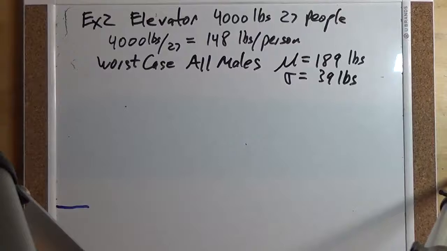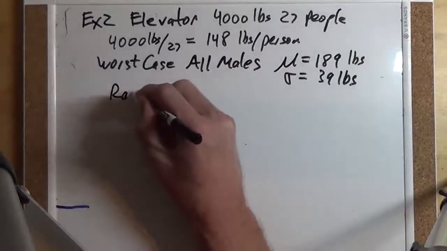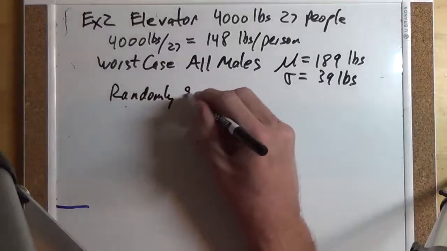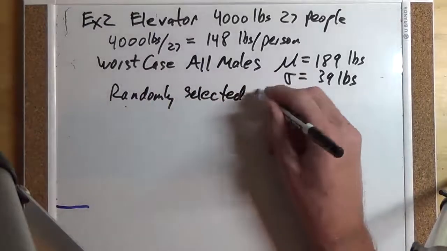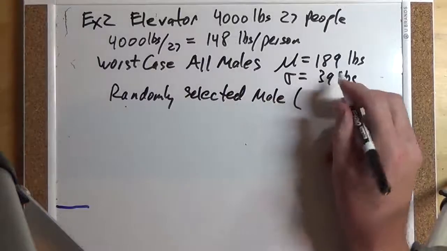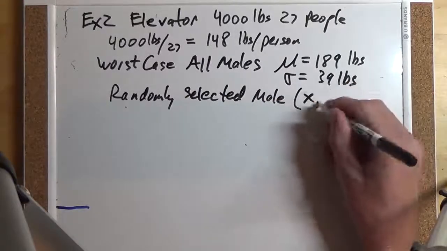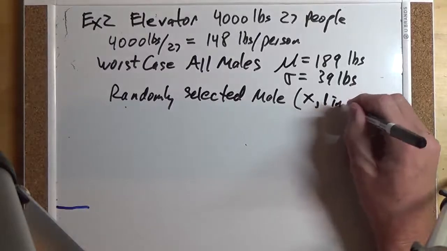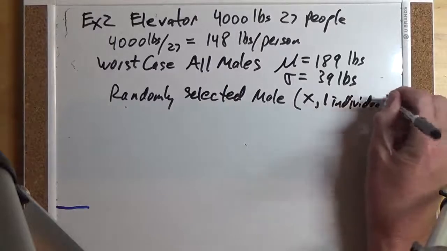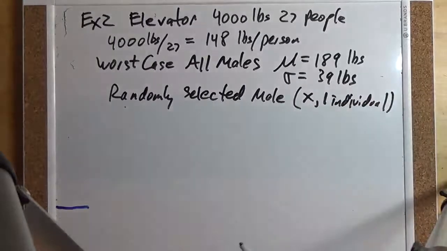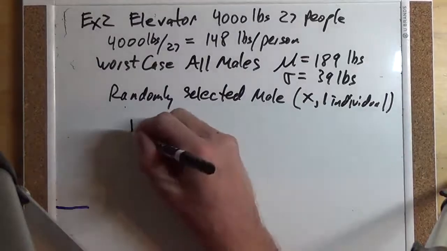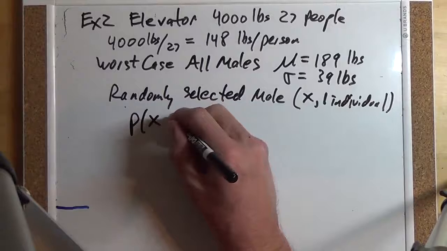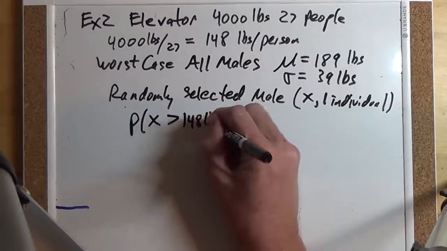Now the first thing we're going to do is just a problem just like we were doing in 6.2, where we're going to look at an individual. So, a randomly selected male. Okay, so we're looking at X because it's one individual. And we're going to ask ourselves, what's the probability that a single male would weigh more than 148 pounds?